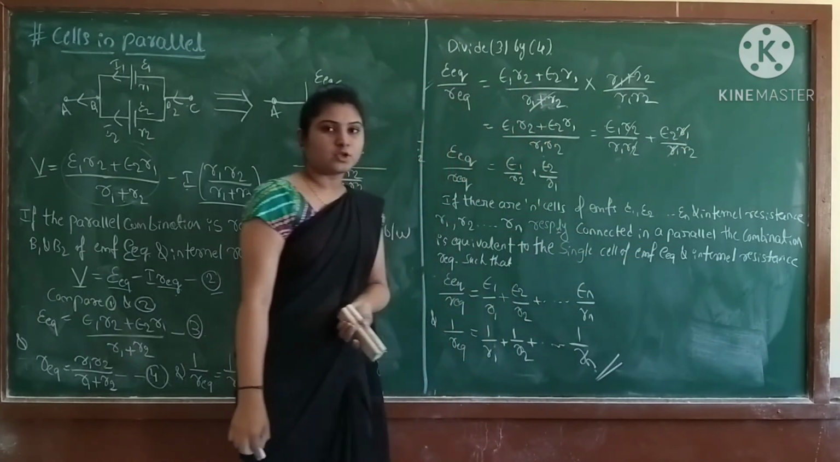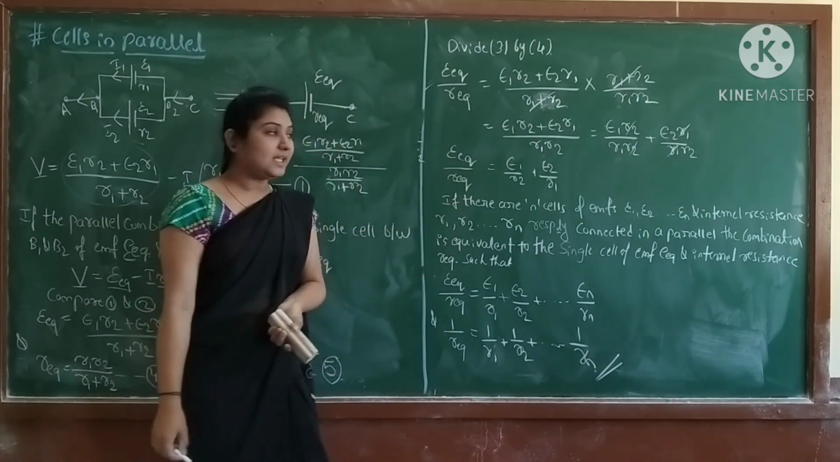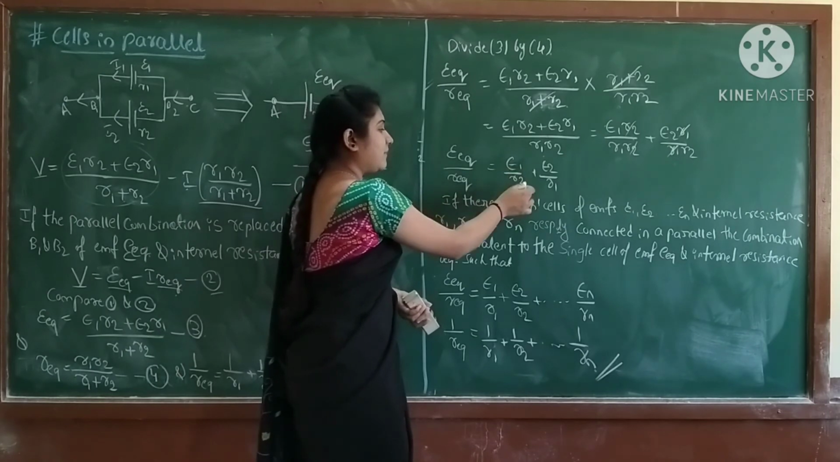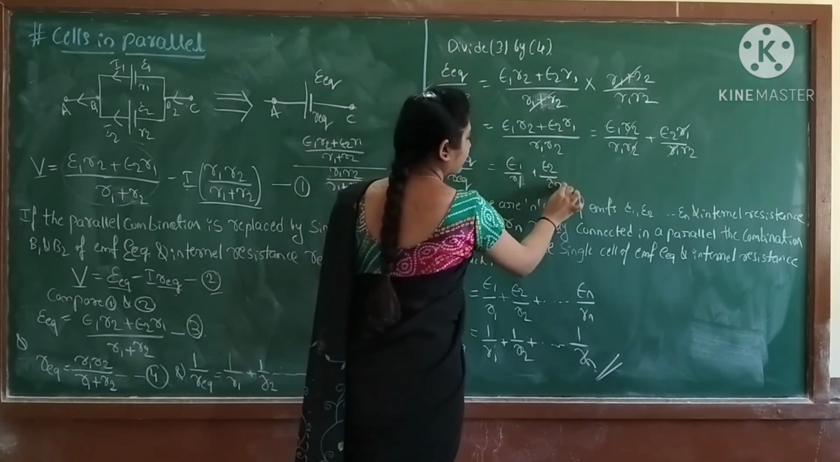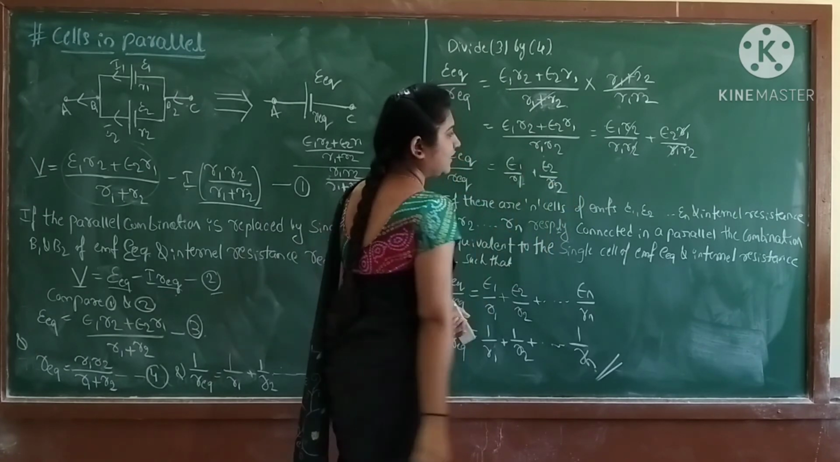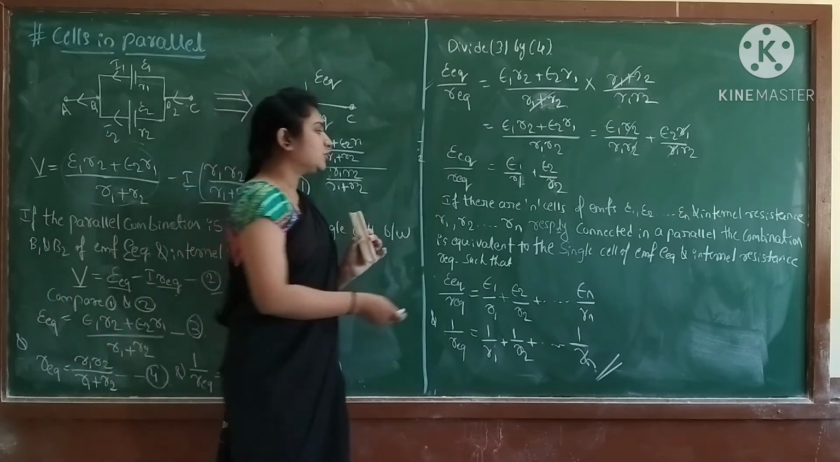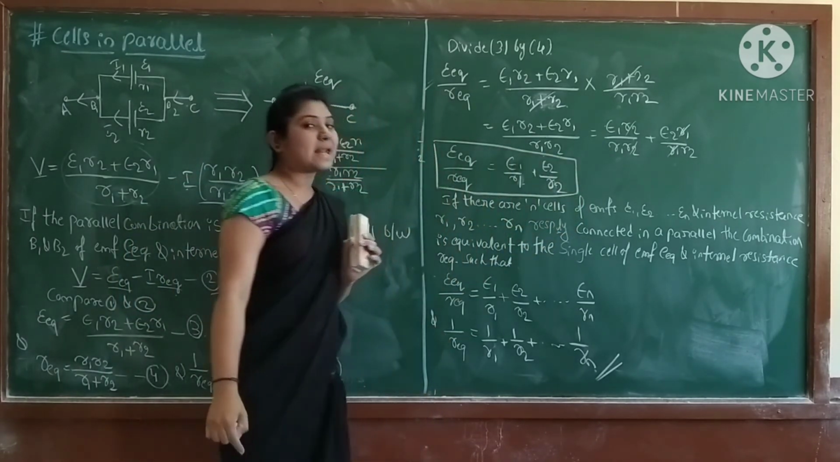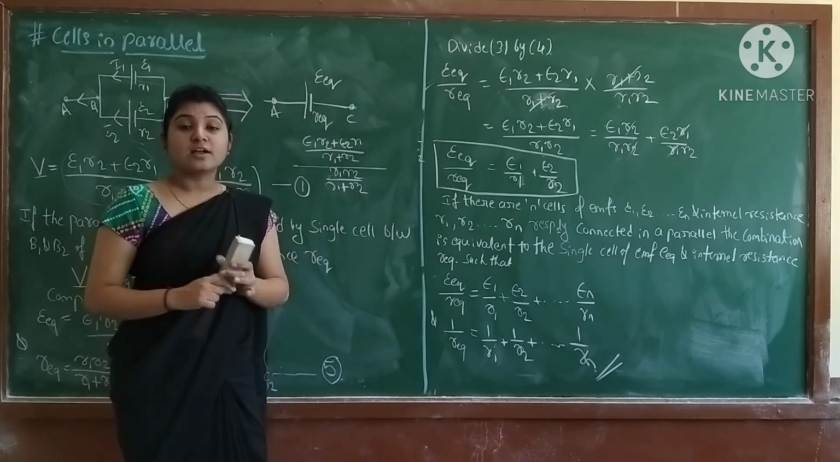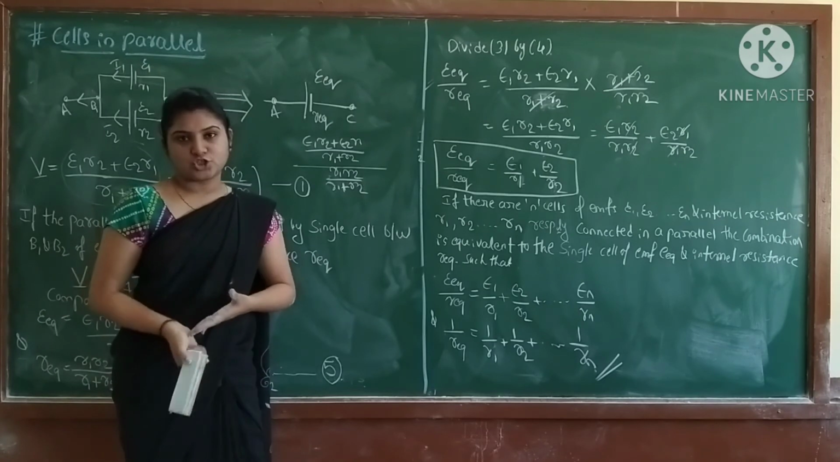So what remains? E equivalent divided by R equivalent will be E1 divided by R1 plus E2 divided by R2. Yes, this much remains, no? Correct? So this is the formula for the parallel combination when we consider two cells in a parallel combination.